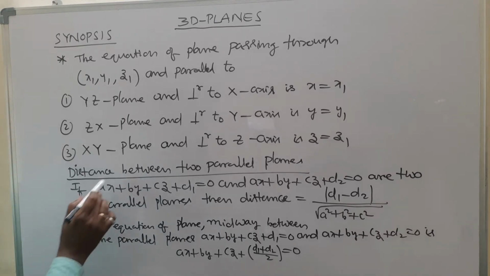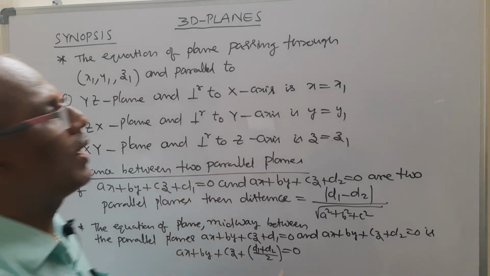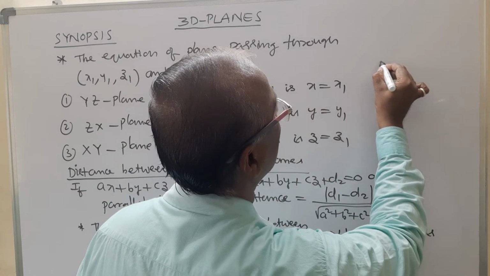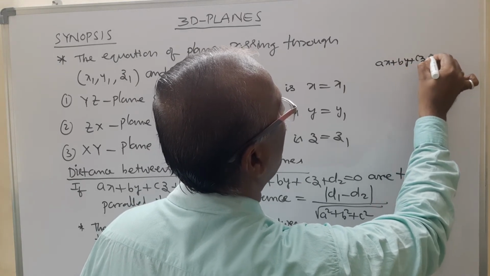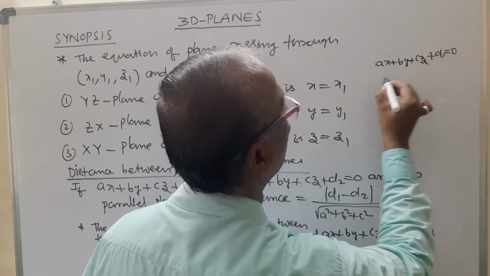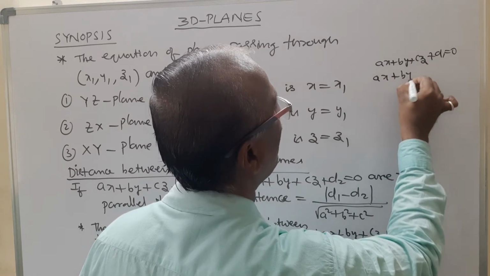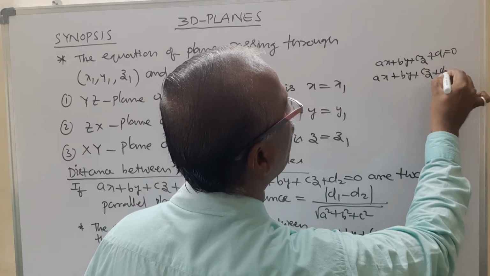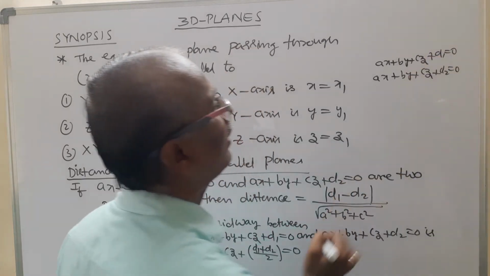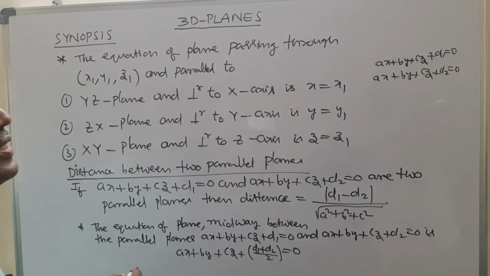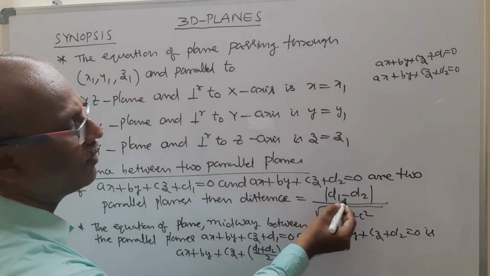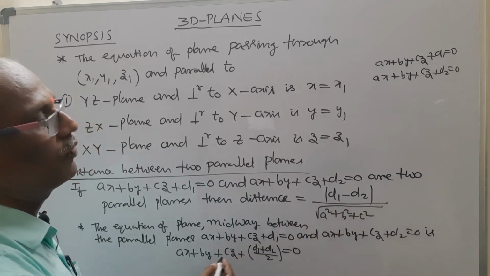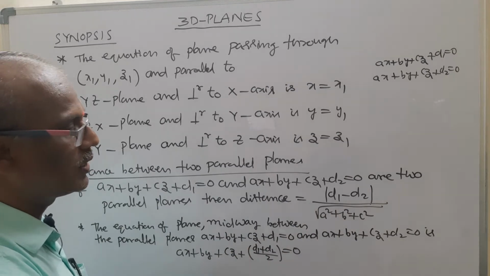Next one, distance between two parallel planes. The parallel planes ax plus by plus cz plus d1 equal to 0, ax plus by plus cz plus d2 equal to 0. These are the parallel planes. The distance between two parallel planes, the formula is mod of d1 minus d2 by root of a square plus b square plus c square.